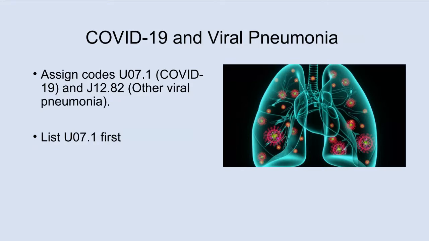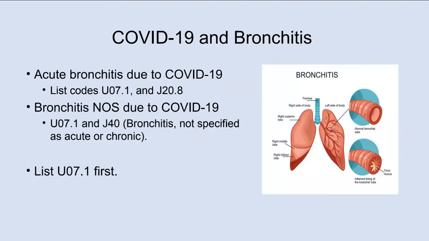For a patient with COVID-19 and viral pneumonia, both conditions are listed. A note under this code states that U07.1 is listed first. So you have two codes, this one and this one. So for COVID-19 and bronchitis, the U07 code is listed first, and then the appropriate code for bronchitis. So you're going to list first this one, and then if it's acute bronchitis, J20.8. If it's not specified as acute or chronic, you do the U07.1 first and then a J40.